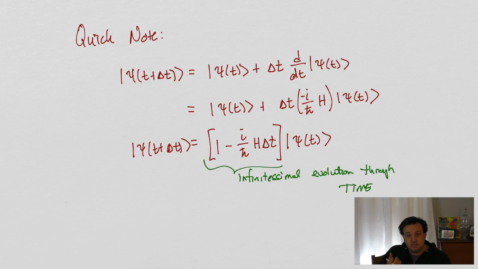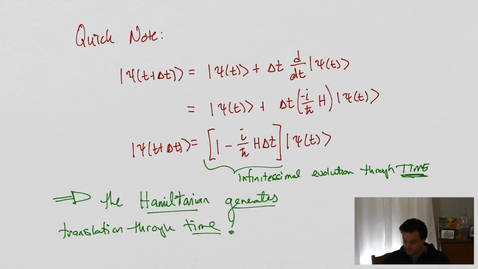And so this expression that we generated just by thinking about moving my state a little bit forward in time, just by having some infinitesimal transformation through time, turns out to be the generator for an actual operator that's going to allow me to move through time over some finite amount.